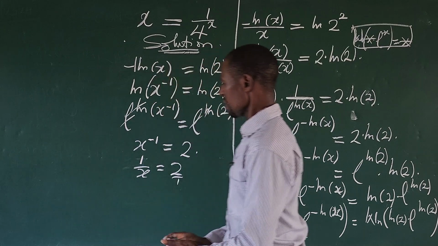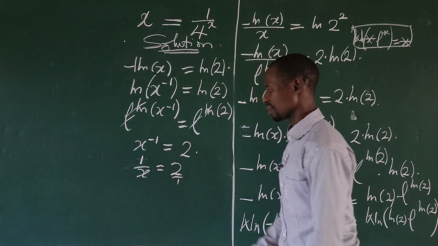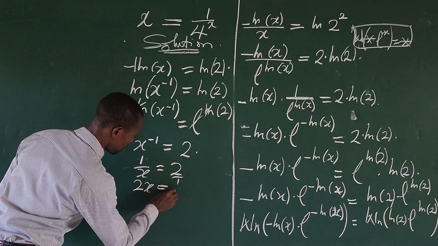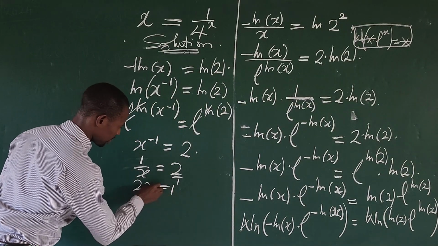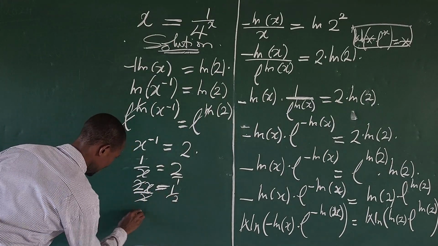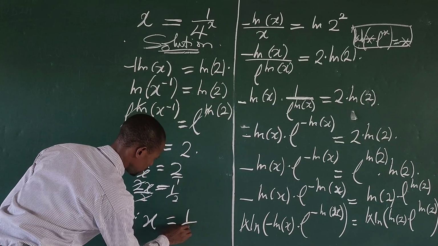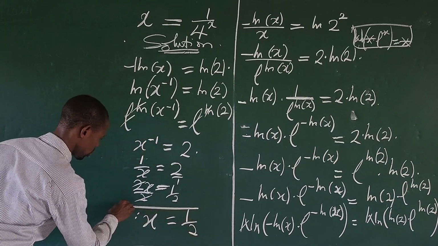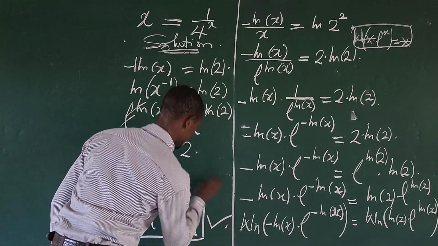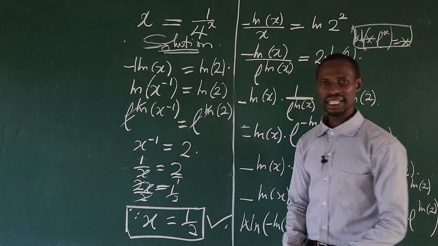From here, if we cross multiply, what happens? We're going to have x times 2, so this gives us 2x equal to 1. All right? So from here, divide by 2, divide by 2, cancel out. We now have, therefore, x equal to 1 all over 2. Wow! This is the value of x that satisfies the original equation.